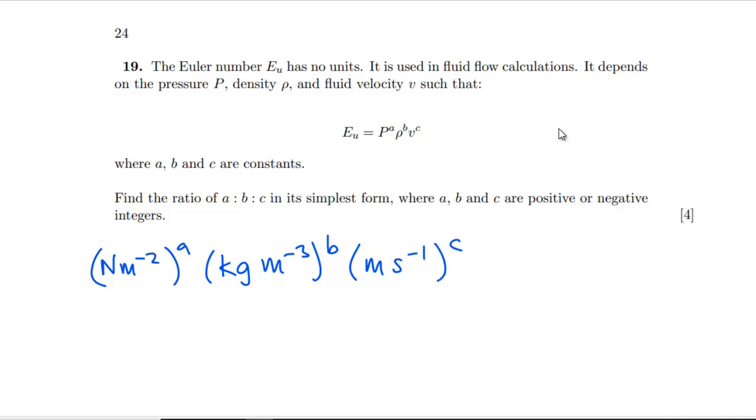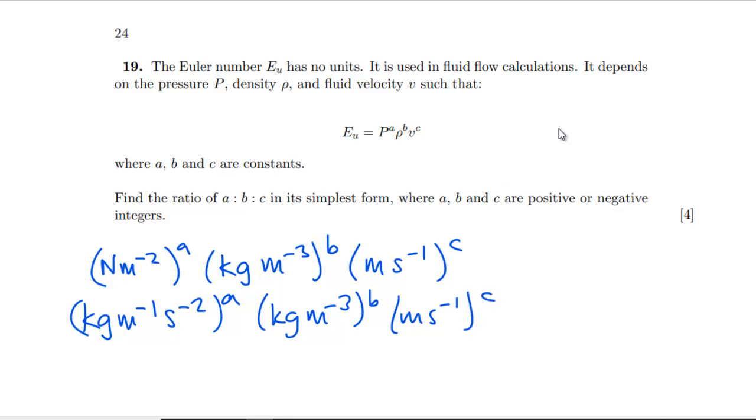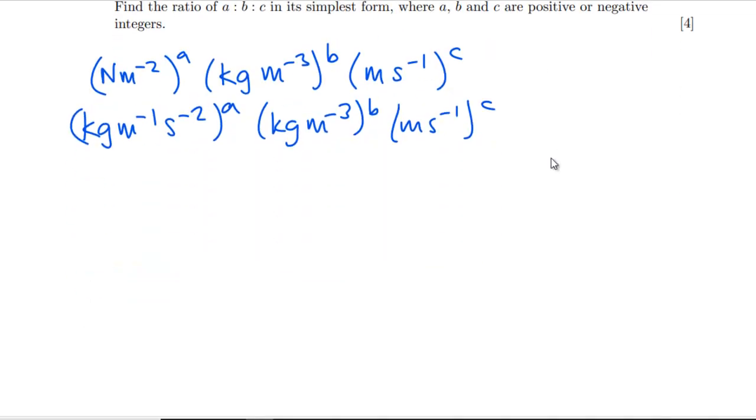Right, so let's get rid of these newtons then. Kilogram, so, well, we're going to have meters and then meters -2. So that'll become meters -1, seconds -2, to the A. Kilograms, meters -3, to the B. Meters, seconds -1, to the C. Okie dokie. Right, so which one's going to be easiest to start with? Oh, there aren't many kilograms around, so all these have got to add up to 0. So we're saying that A plus B is equal to 0. That's for kilograms.